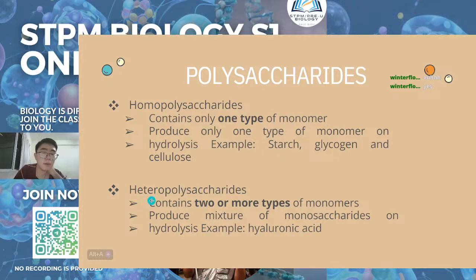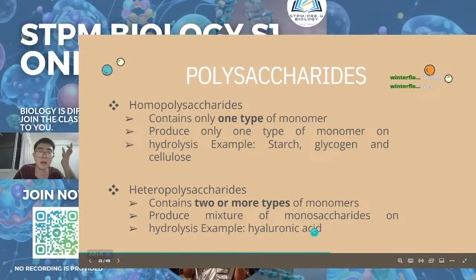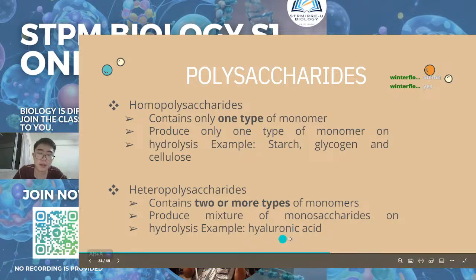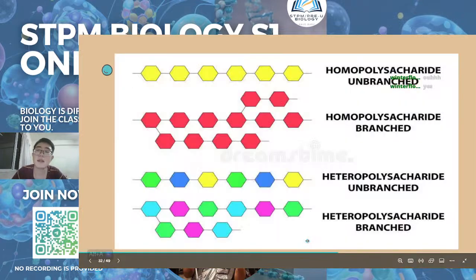Heteropolysaccharide is more advanced. Normally it contains two or more types of monomer. So it is not only made from one type of monomer like glucose, but has more than one type of monomer, like glucose, galactose, and fructose. All of these are mixed together to form one type of polysaccharide. One example is hyaluronic acid. Okay, this is just a picture for reference.